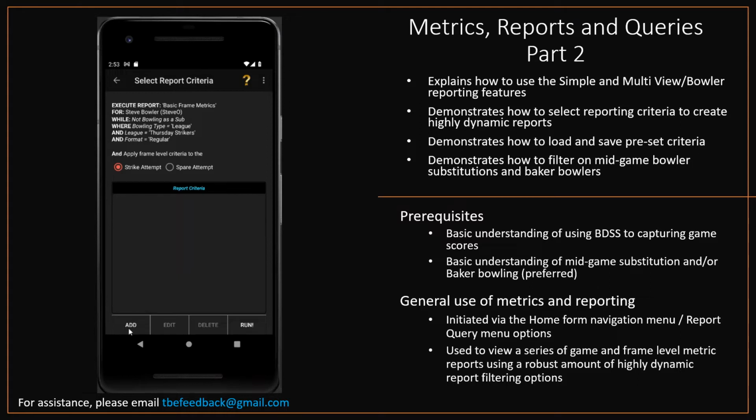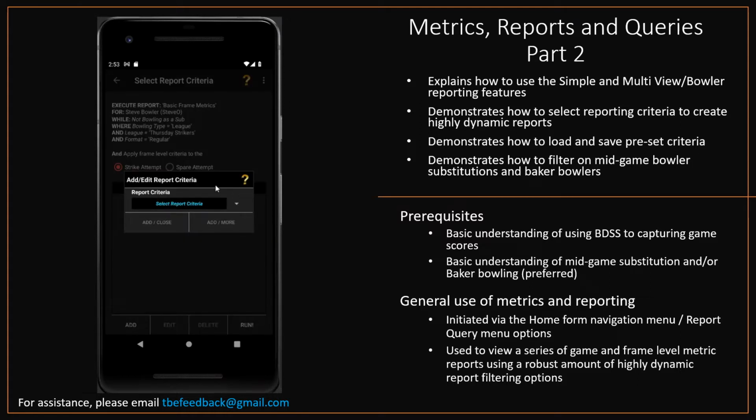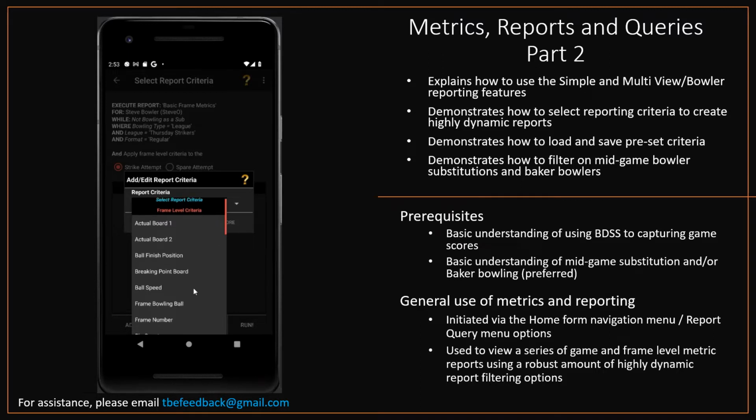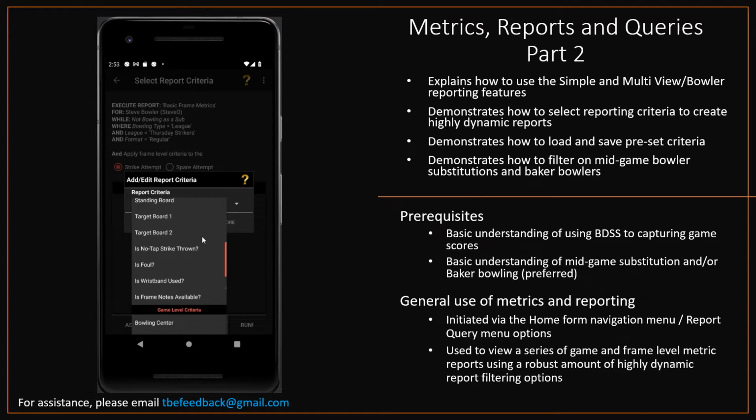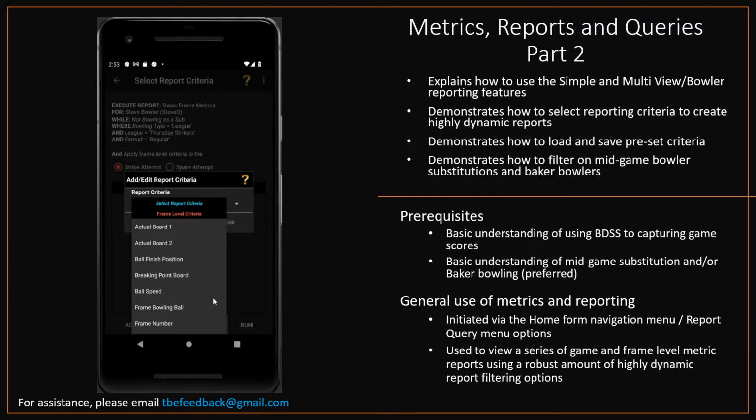So to do so, click the add, and it opens the add edit report criteria form. Click the report criteria dropdown, and you're going to see many different options you can filter on. When selecting frame level reports, you will see frame and game level criteria. When selecting game level reports, you will only see game level criteria. Depending upon the report, you may see more or less criteria to select. For example, the Fine Frames report has criteria such as is spare made and is open frame, while the basic frame metrics does not. I encourage you to review all the criteria as you play with the different reports.